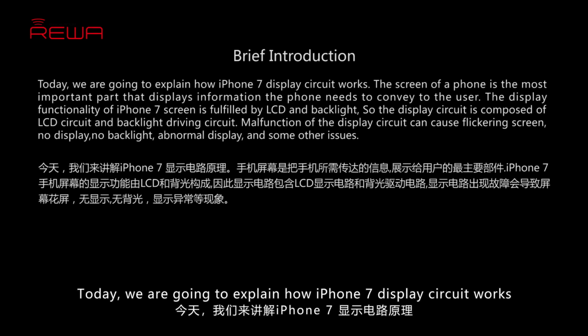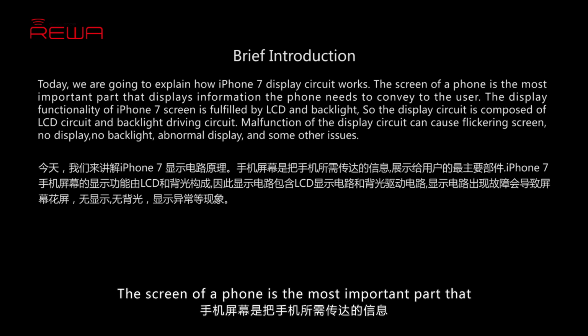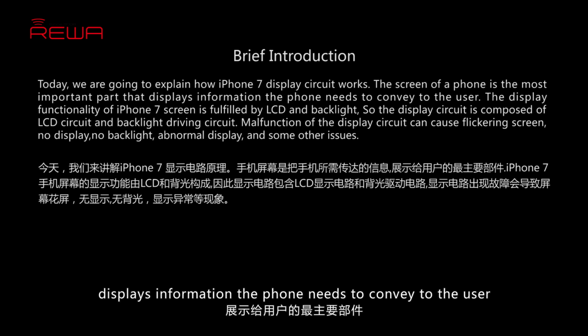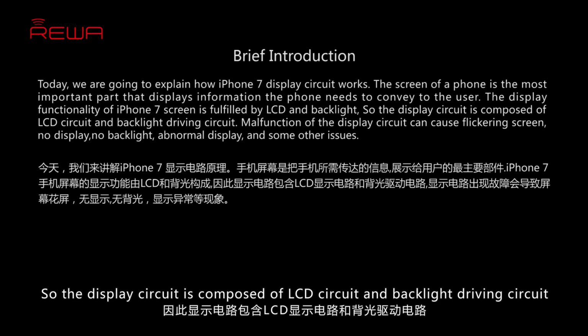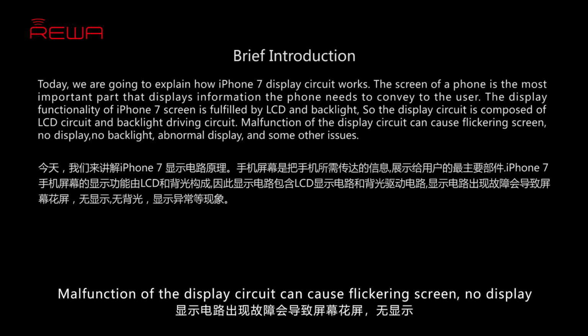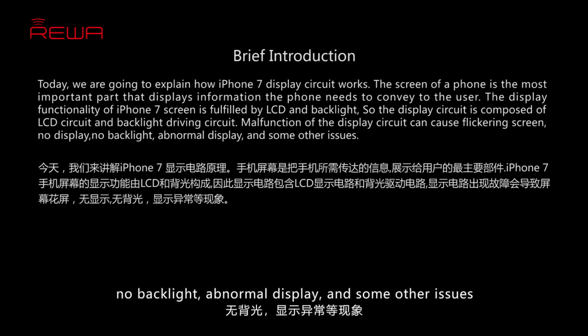Today, we are going to explain how iPhone 7 display circuit works. The screen of a phone is the most important part that displays information the phone needs to convey to the user. The display functionality of iPhone 7 screen is fulfilled by LCD and backlight. So the display circuit is composed of LCD circuit and backlight driving circuit. Malfunction of the display circuit can cause flickering screen, no display, no backlight, abnormal display, and some other issues.